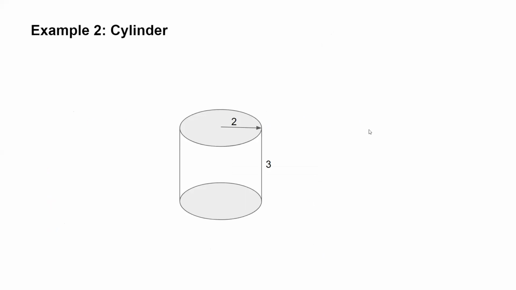Example 2, a cylinder. So we can see that our cylinder has a radius of 2 and a height of 3. The formula for the volume of a cylinder is pi, which you can either use the pi in your calculator or 3.14. Either one should give you the right answer. Times the radius squared, and then times the height.